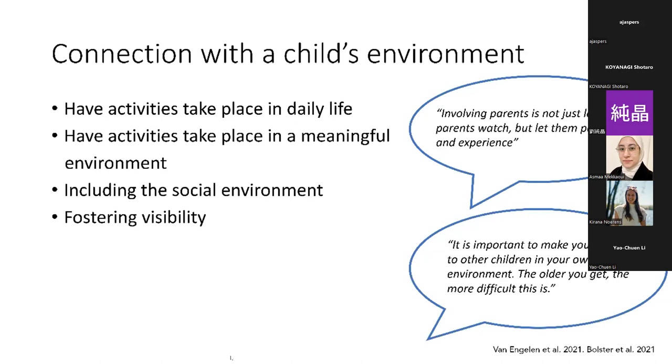If a child wants to connect with their environment, it is important that a child is visible, so that, for example, other children in their own environment know who they are. This was explained by an adult with a physical disability himself. It is important to make yourself visible to other children in your own environment. The older you get, the more difficult this is. So he emphasized the fact that it is important to start very early.